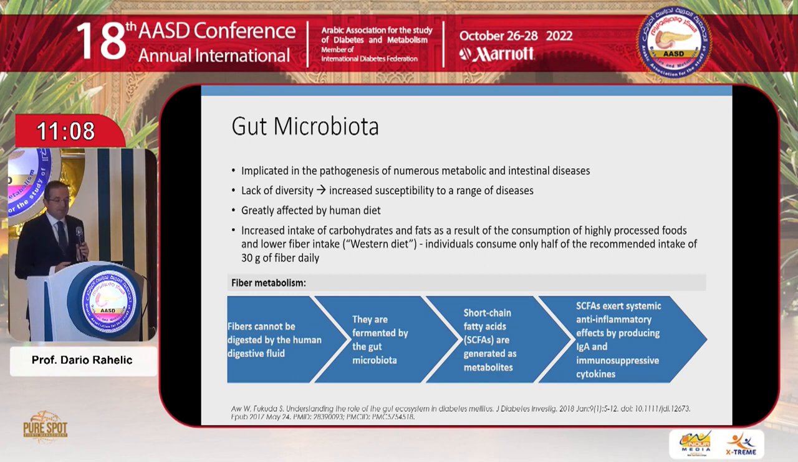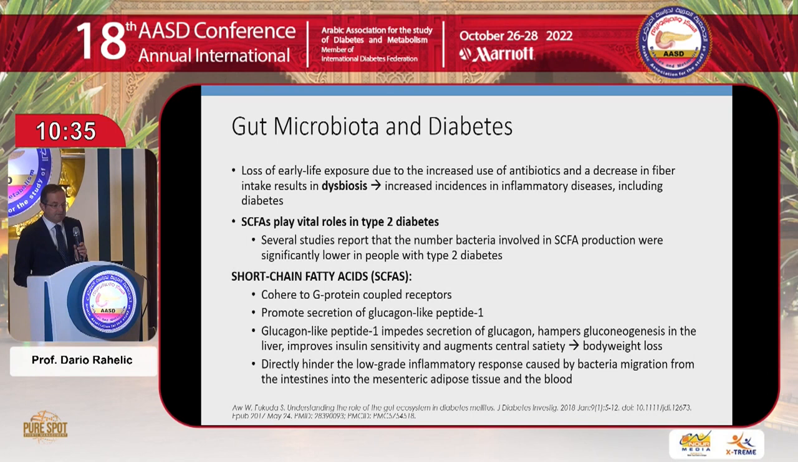And today we know that people usually decrease the amount of fibers in their food, and the Western diet usually causes dysbiosis. Fiber metabolism is important because fibers cannot be digested by human digestive fluid, and in the end they will produce short-chain fatty acids, which is very important because it will cause immunosuppressive cytokine levels to be elevated. So when we talk about short-chain fatty acids, we know that they play an important role in diabetes, in obesity, but also, as I already mentioned, in many other diseases.